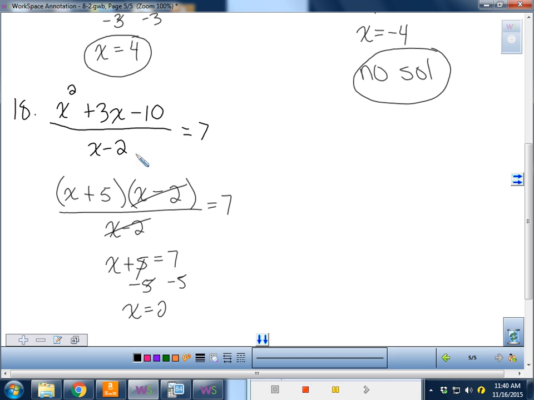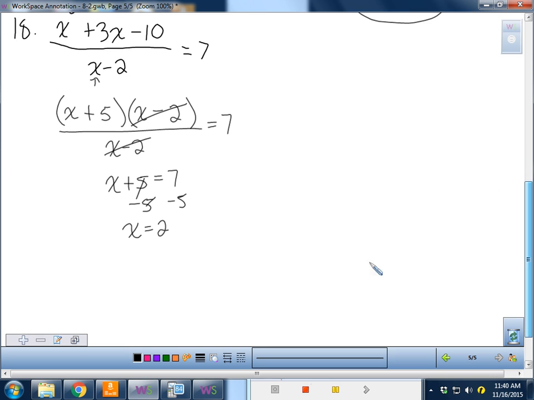So I have to think about that. If I plug 2 in right here in the denominator, 2 minus 2 would give me a 0. We cannot have a 0 in the denominator, so that is an extraneous solution. So we do not have a solution.